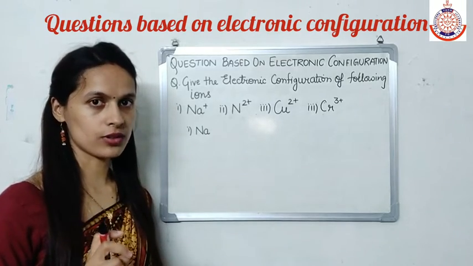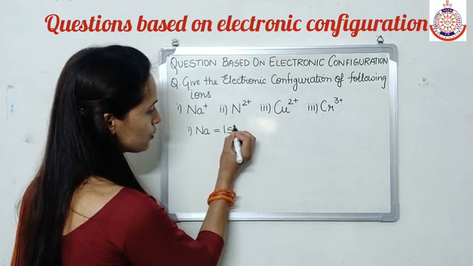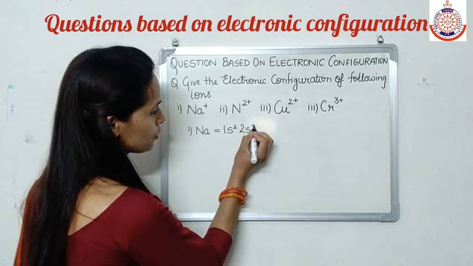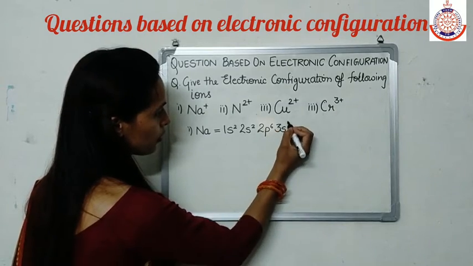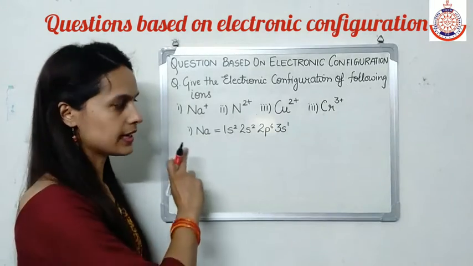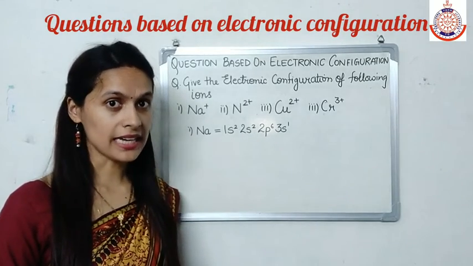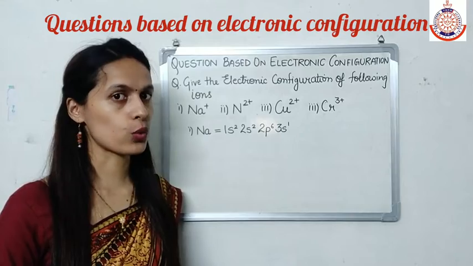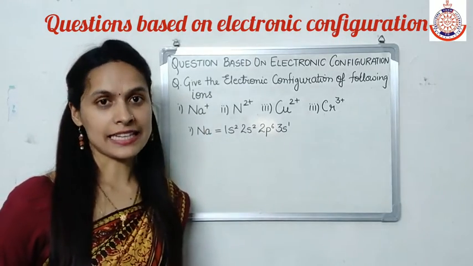So the number of electrons is also 11. So Na equals 1s2, 2s2, 2p6, 3s1. This is the electronic configuration of the sodium element. But we have to write the electronic configuration of the sodium ion. It is the sodium ion and it is a cation.